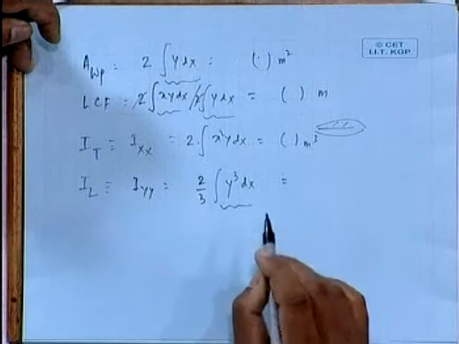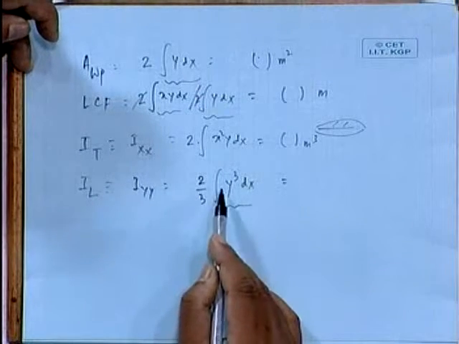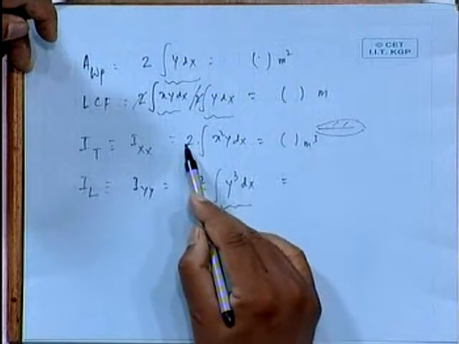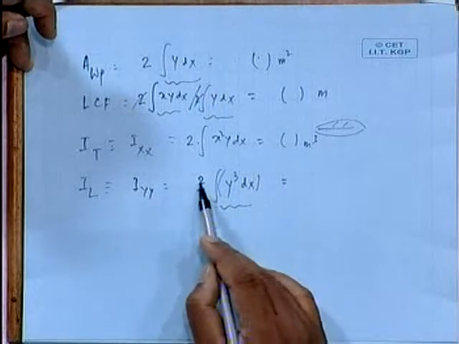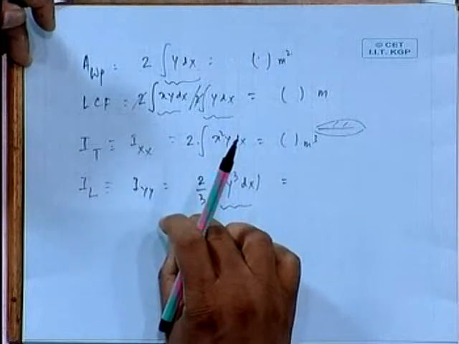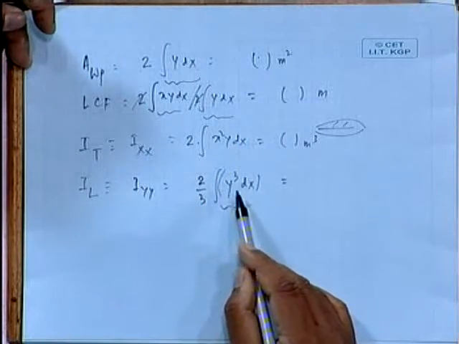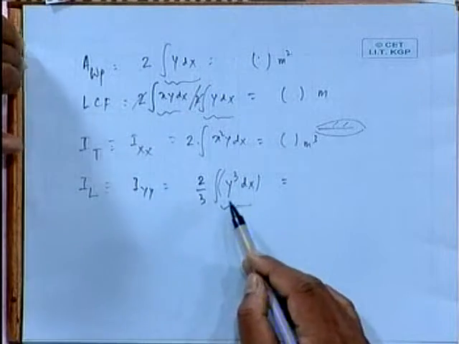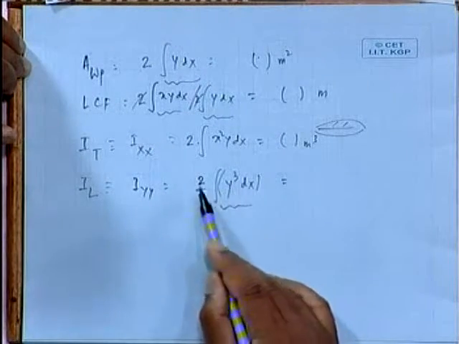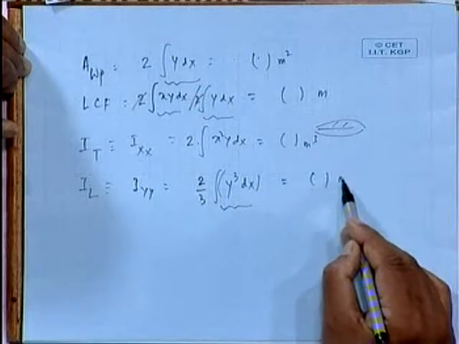I have found this out earlier. Remember there is no 2 here, unlike here. Only this part you have to take into 2 by 3, the full thing into 2 by 3. So you should not multiply this area, what I have done before, with 2 already. We have to carefully take this term into 2 by 3. So I get something in meter 4.